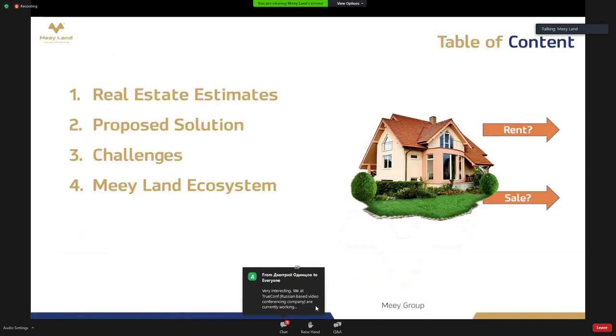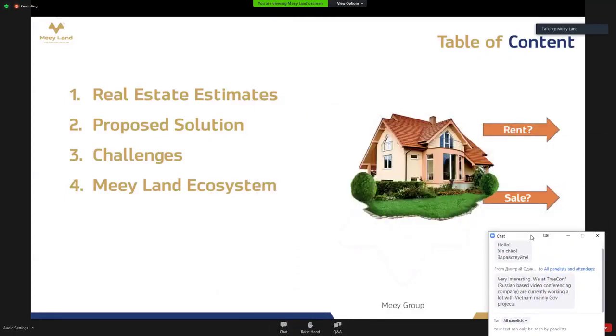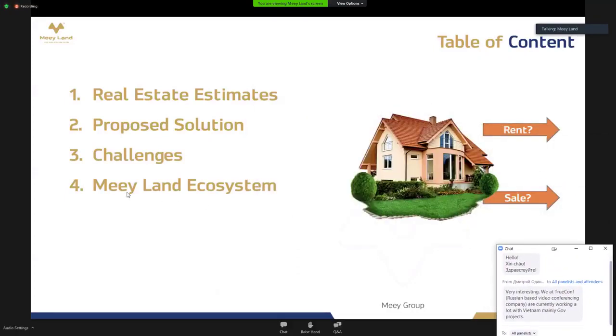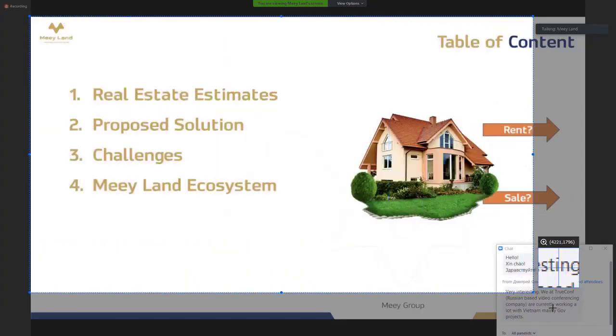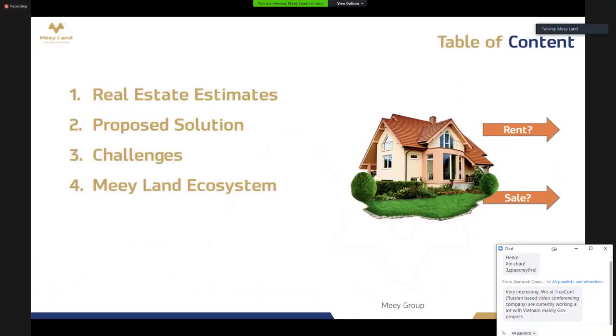I will start with the introduction about the problems and the classical way for people to deal with the problems. And I will go into a little bit of detail about how we actually use AI to estimate the price of properties. I will briefly discuss the challenges that we are dealing with. And finally, a short introduction about the whole products that we are developing at Meeyland.